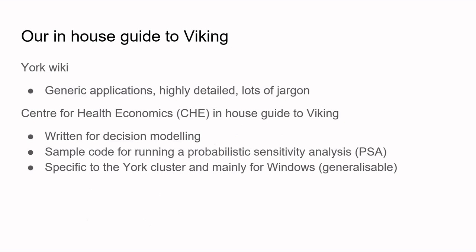The basic idea is that there's a wiki for Viking, for the cluster here at York, but it's very general. It has to talk to physicists and climate modelers and everything, all the things they might possibly do, and also computer scientists who might be interested in this stuff for its own sake, which we're not. We just want to use it for our decision modeling, essentially. So I've written a need-to-know guide for decision modelers, with sample code that helps you run a PSA, which is the usual basic loop. You can generalize this to VOI, but it gives you the basic idea.